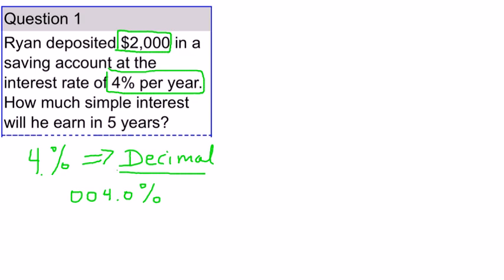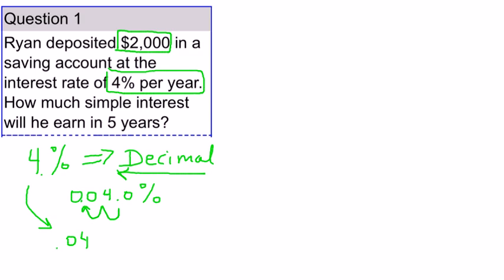How do we convert it to a decimal? I want to move 2 spots to the left. So not here, but over here. So it's going to be between those two zeros. So it's going to turn into 0.04. When we turn 4% into a decimal, it looks like that. It's not 0.4. It is 0.04.